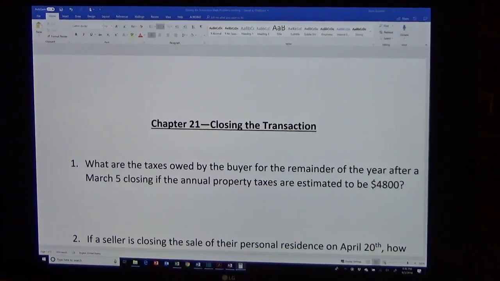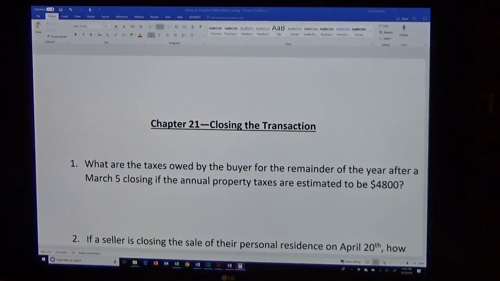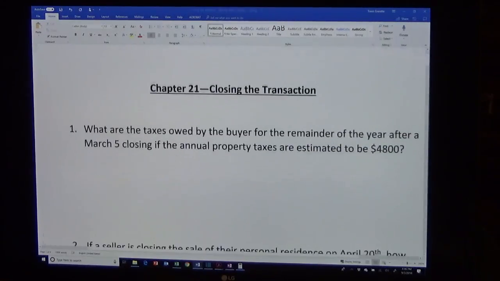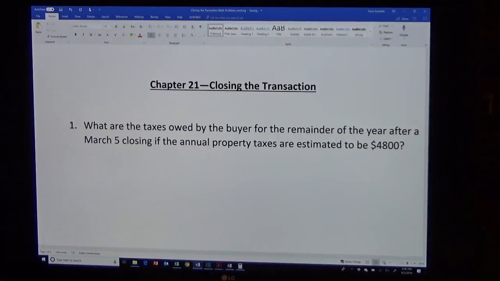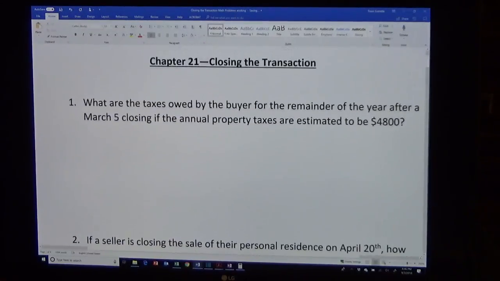Okay, we want to go through the Chapter 21 Closing the Transaction math worksheet. Make sure you're all good with those items. So we'll get started. Number one, what are the taxes owed by the buyer for the remainder of the year after a March 5th closing if the annual property taxes are estimated to be $4,800?